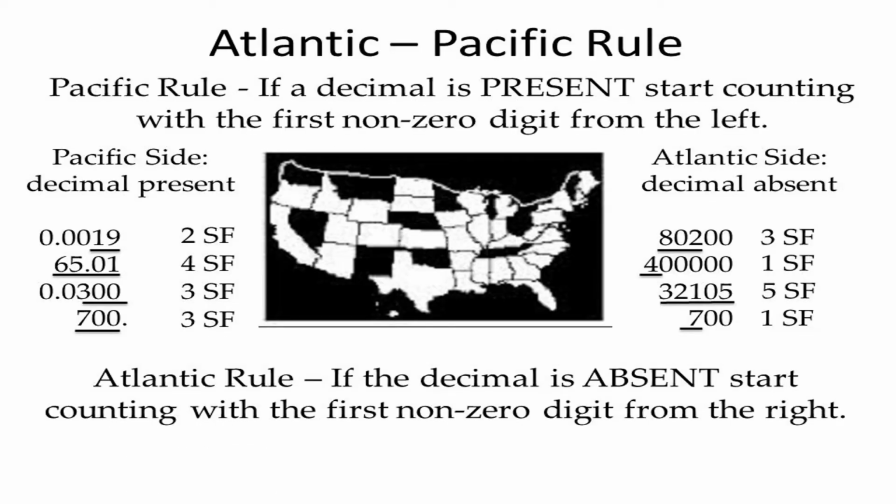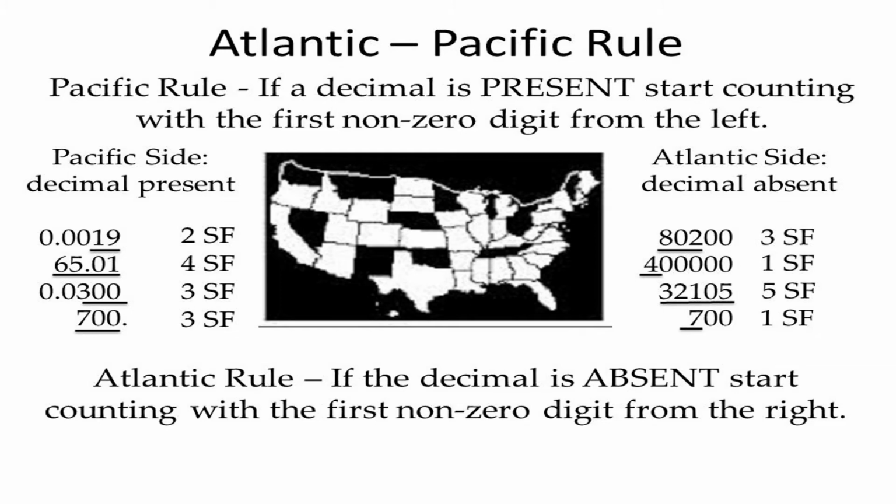Some people like to follow the Atlantic-Pacific rule. The Pacific rule states that if a decimal is present, you need to start counting with the first non-zero digit from the left. So if you look at the left side of this slide, you can see that 0.0019 contains 2 significant figures. This is because the zeros are not in between non-zero digits, and they're also not trailing. 65.01 has 4 significant figures. This is because the 0 is between 2 non-zero figures, and it's also behind a decimal point, and therefore, following the Pacific rule, this number has 4 significant figures.